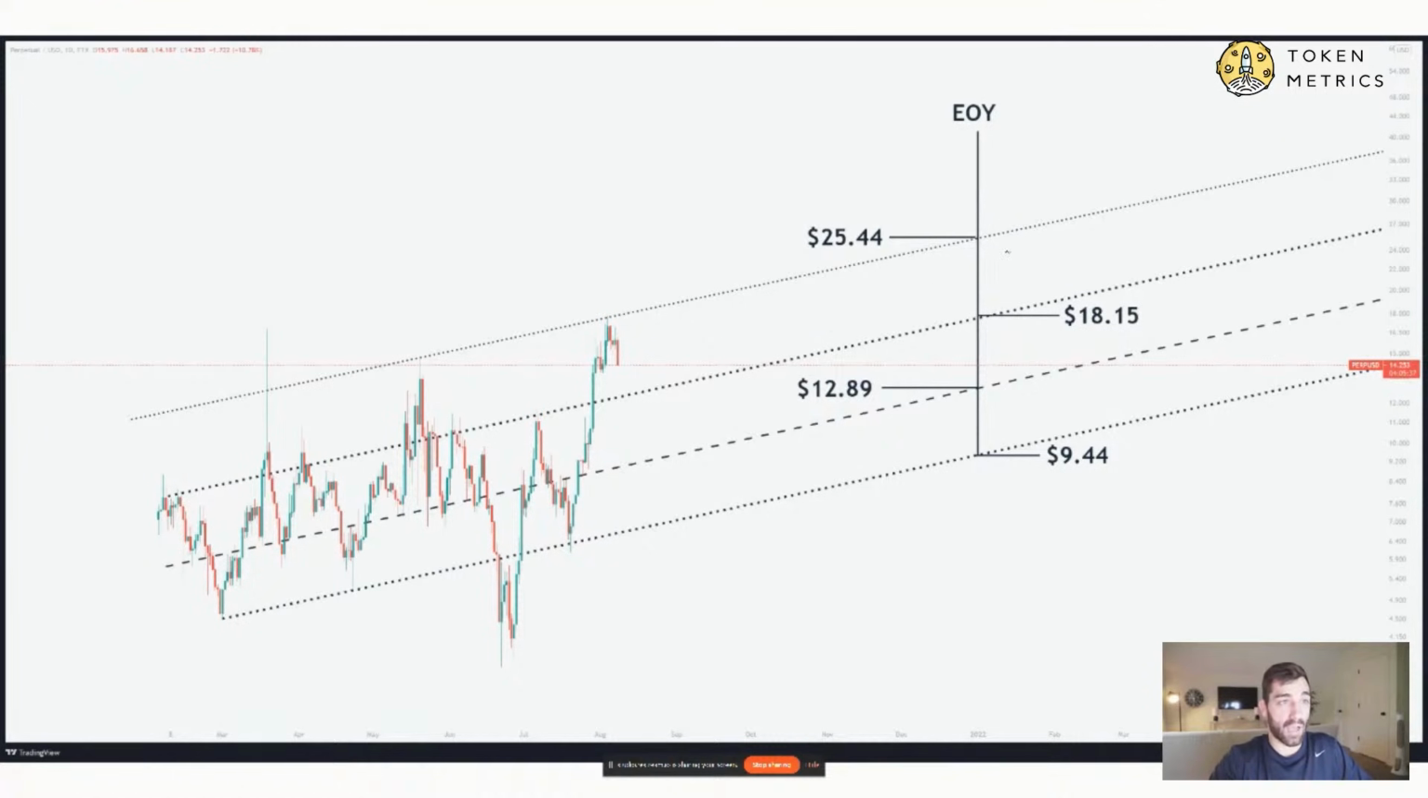This is just giving us some constructive levels that we can look at to say realistically, if nothing changes about Perp's price action and we just stay in this channel and we don't break out based off of its strong fundamentals, these are the price ranges for Perp that we were looking to be in. At the top, roughly $25, and at the bottom, roughly $9, with some $12, $13 to $18 ranges in the middle.